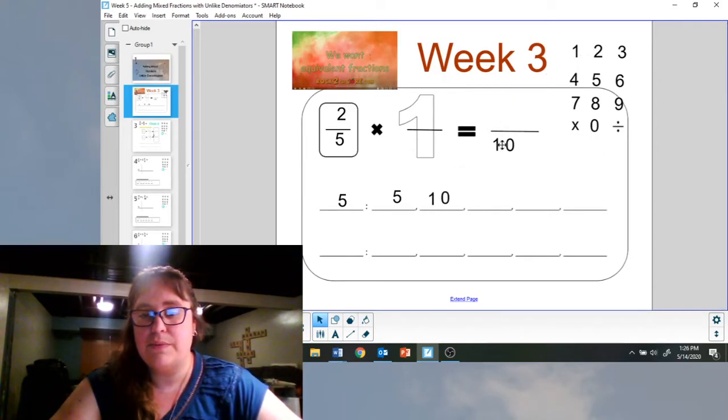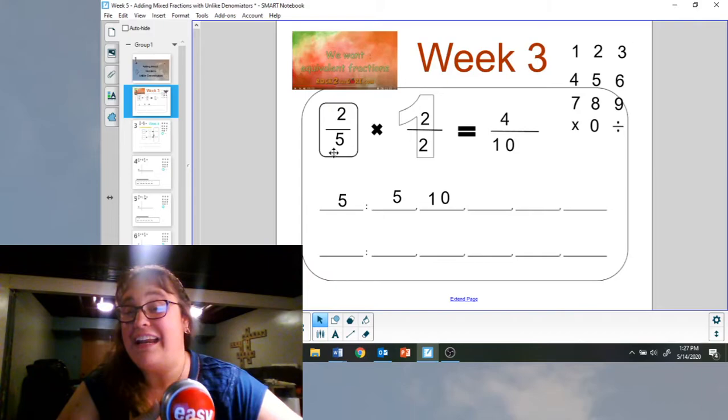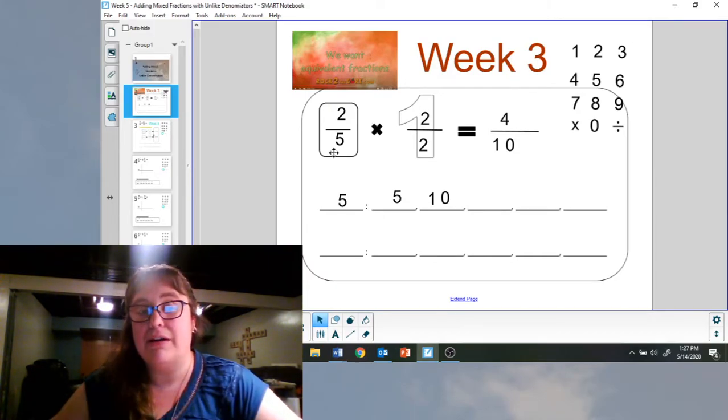So 5 times what is 10? Times 1, times 2. So my form of 1 goes up here. 2 over 2 is my form of 1. 2 times 2 equals 4. So 4 over 10 is equal to 2/5. That was easy. I'm hoping you're finding that easy. If not, again, you should be calling me or emailing me.